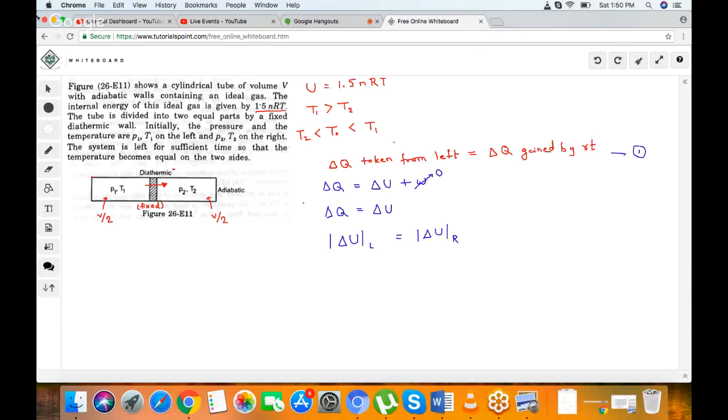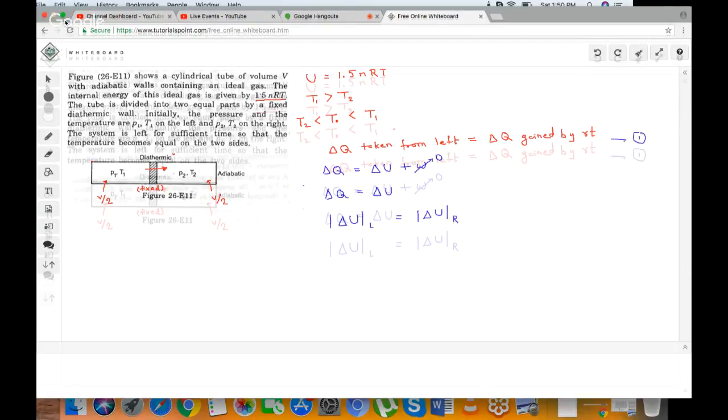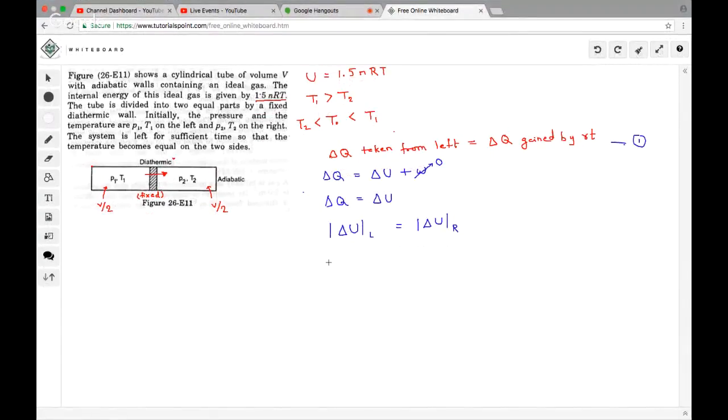Since temperature is going down, the change in internal energy will be negative. But I know that magnitude-wise, the change in internal energy of the left portion will be equal to the change in internal energy of the right portion. So delta U of the left part will be what?